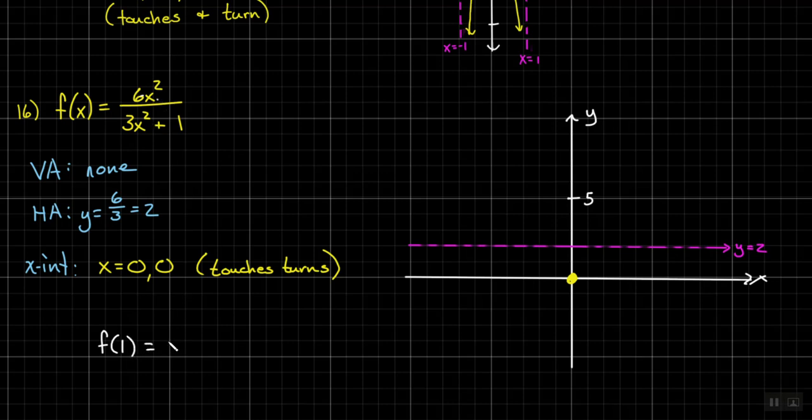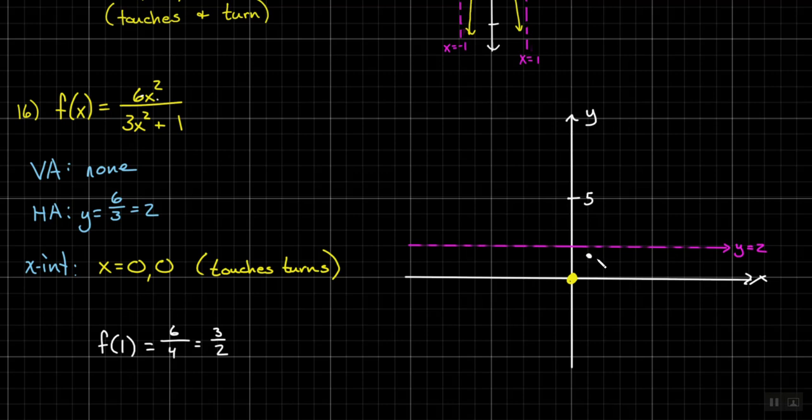6 times 1 is 6, over 3. Not quite. 6 over 4, which is? 2. Try again. Why 6 over 4? Oh, because it's 6 times 1 squared is 6, over 3 times 1 squared is 3, plus 1. I get 6 over 4, or 3 over 2 is how it simplifies, which is 1.5. That is right here.